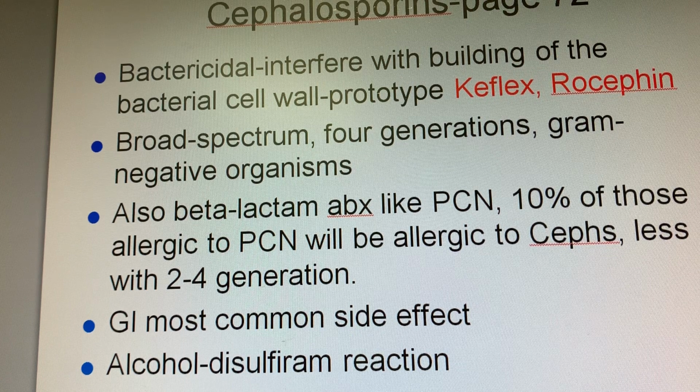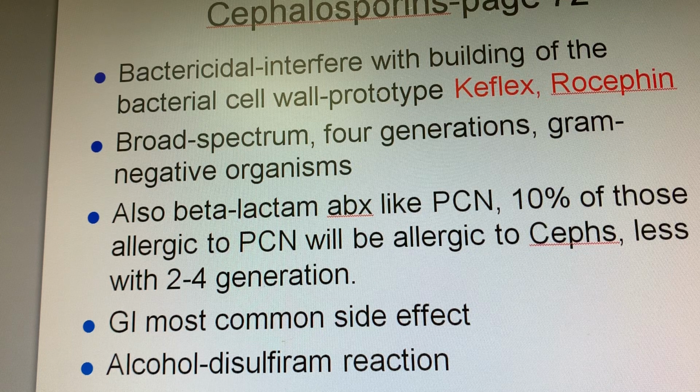GI side effects are your most common side effects with the cephalosporins. You're going to get an upset stomach. Many of the cephalosporins have to be given IM or IV, but many of them, especially the older ones like Keflex, can be taken PO. And generally you can take them with food.